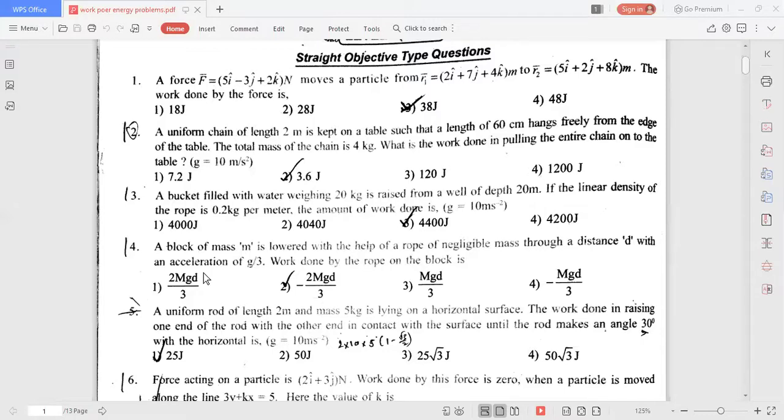The total mass of the chain is also given. Total mass of the chain is equal to 4 kg. Then what is the work done in pulling the entire chain onto the table? g is given. g is equal to 10 meter per second square. To pull the total hanging part onto the table, what is the amount of work to be done?